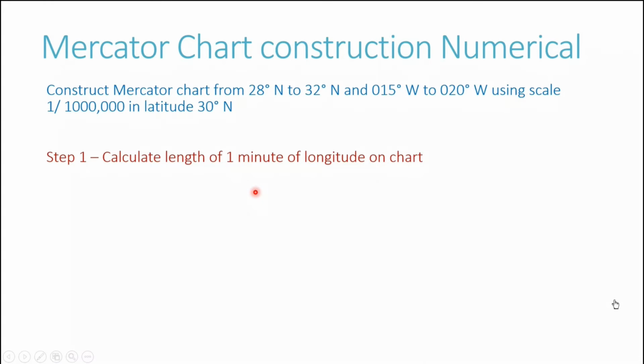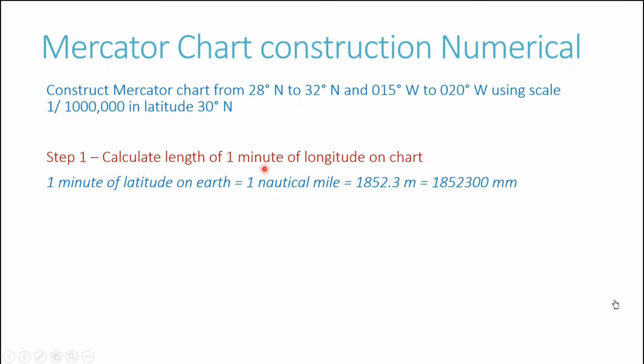We cannot use latitude here, because if you measure the length of 1 minute of latitude, it keeps on changing. At the bottom of the chart, it may be something else. At the top of the chart, it may be something else. So it doesn't help us much to construct the chart.